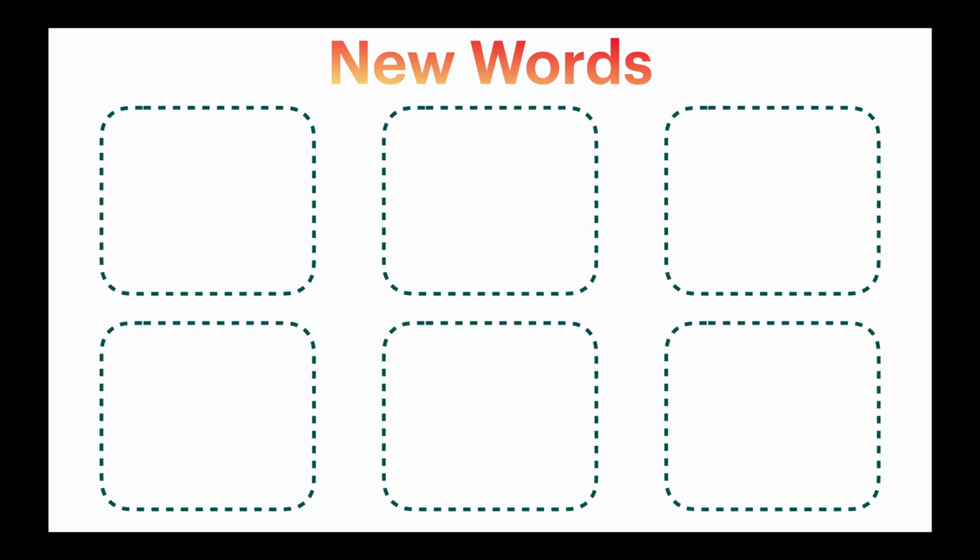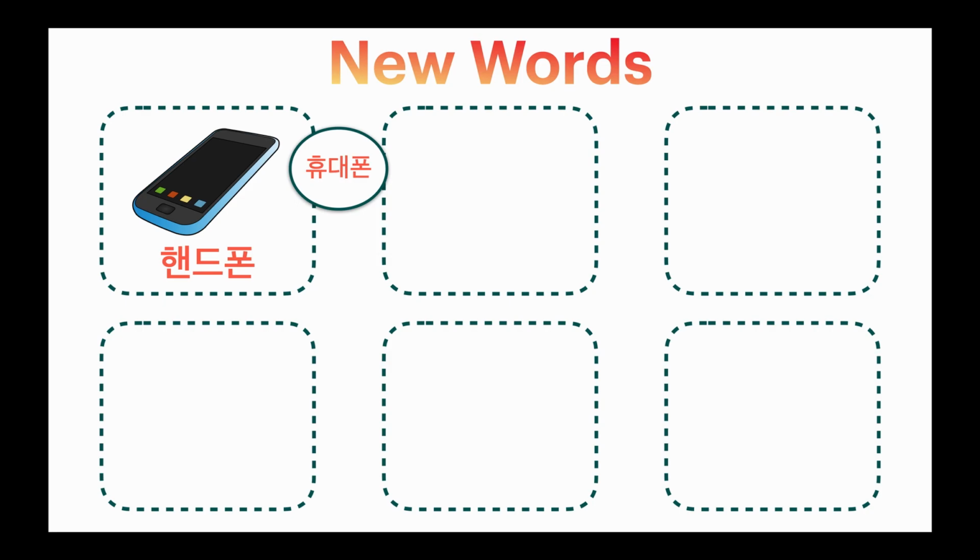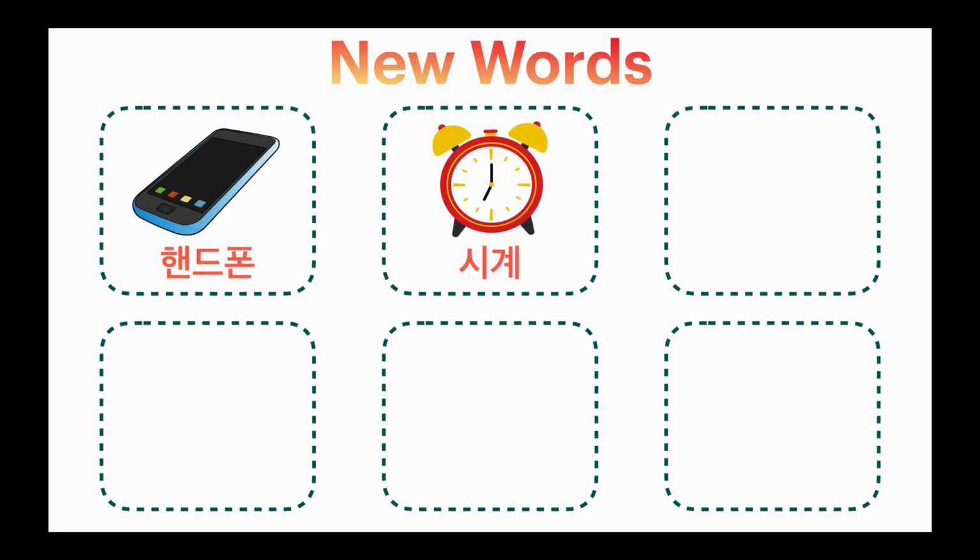New word time. We've got 핸드폰, which comes from the English word hand and phone, aka cell phone. You might also hear 휴대폰, which is exactly the same meaning, but I most often hear 핸드폰, or even often you'll just hear 폰. But today, let's just stick with 핸드폰. Next, we've got 시계, clock. And even though it's spelled like 시계, the pronunciation is just 시계.